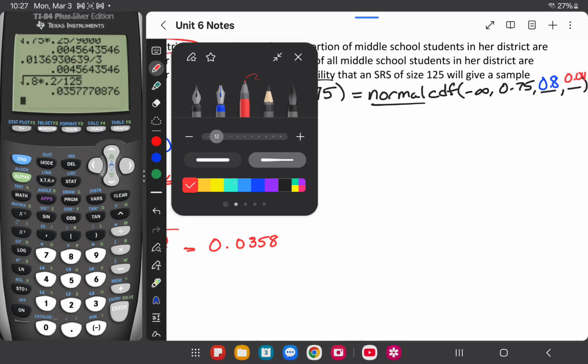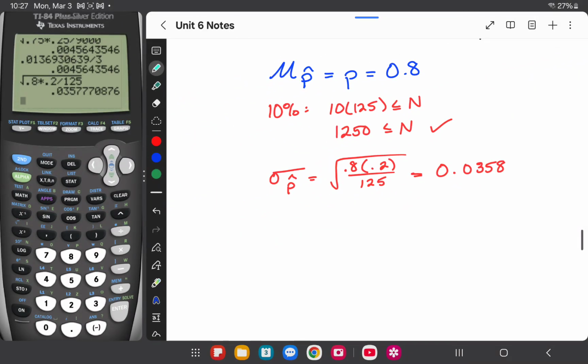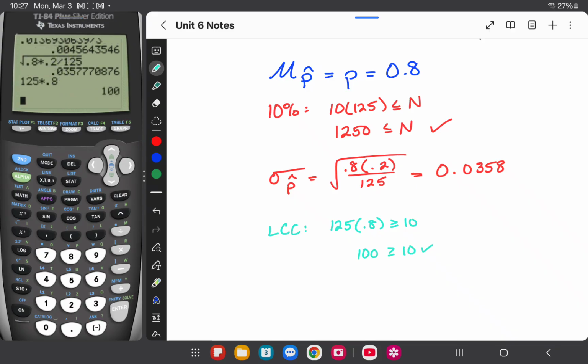So the last thing I need to establish before I can go straight to putting this in my calculator is that this is approximately normal. So I'm going to go ahead and check my large counts condition. For large counts condition, I'm going to take n times p, so 125 times 0.8. Check to make sure that that is greater than or equal to 10, which 125 times 0.8 is 100. Is 100 greater than or equal to 10? And sure is. Next, we'll take 125, multiply that by 0.2.